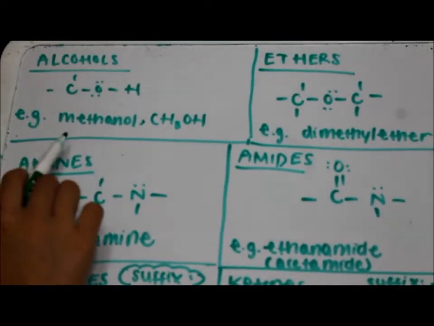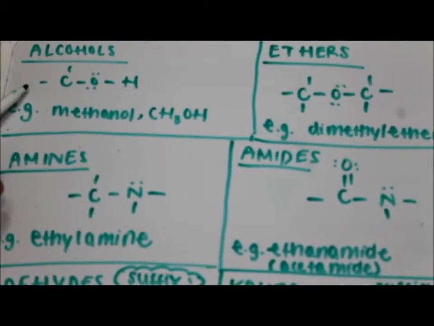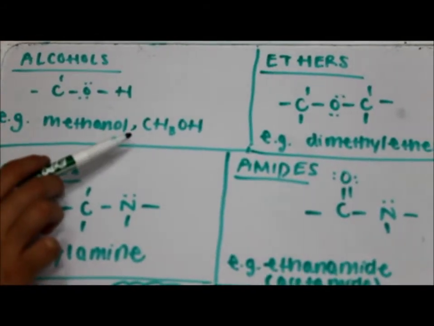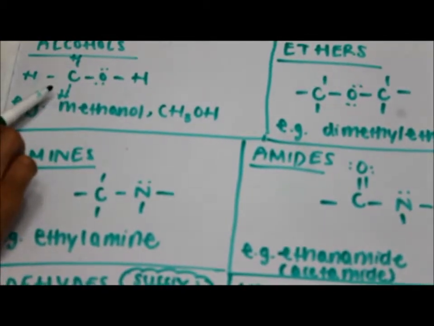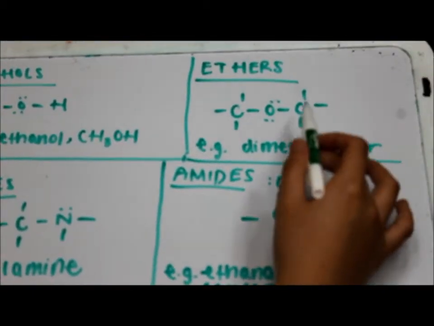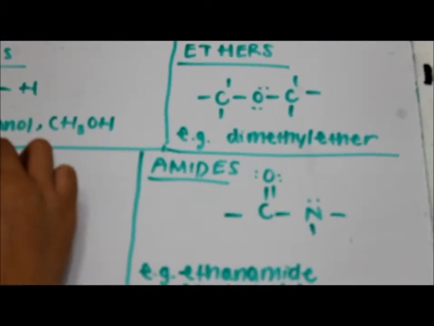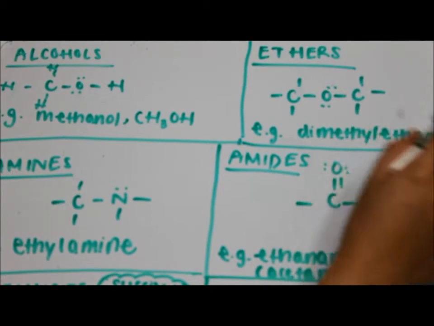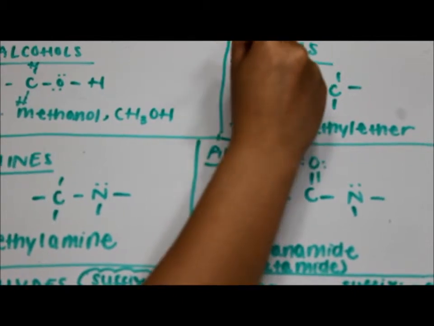First, we have the alcohols. This is the functional unit of an alcohol, and an example is the simplest, methanol, CH3OH, and it looks like this. So that's methanol. A closely related functional group is that of the ethers, and this is its functional unit. It's very similar to those of alcohols, except instead of the H, it has a continued carbon chain. And an example is dimethyl ether, which actually looks like this.